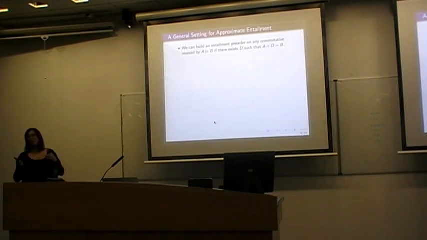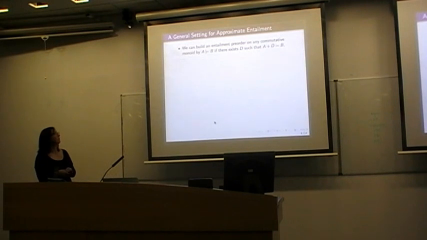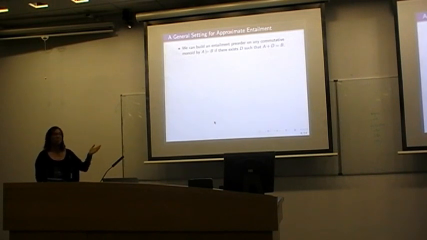So we want to think about a general setting for approximate entailment. We can build an entailment preorder on any A plus D equals B. So if A and B are positive operators, this is basically saying what the Löwner order says.